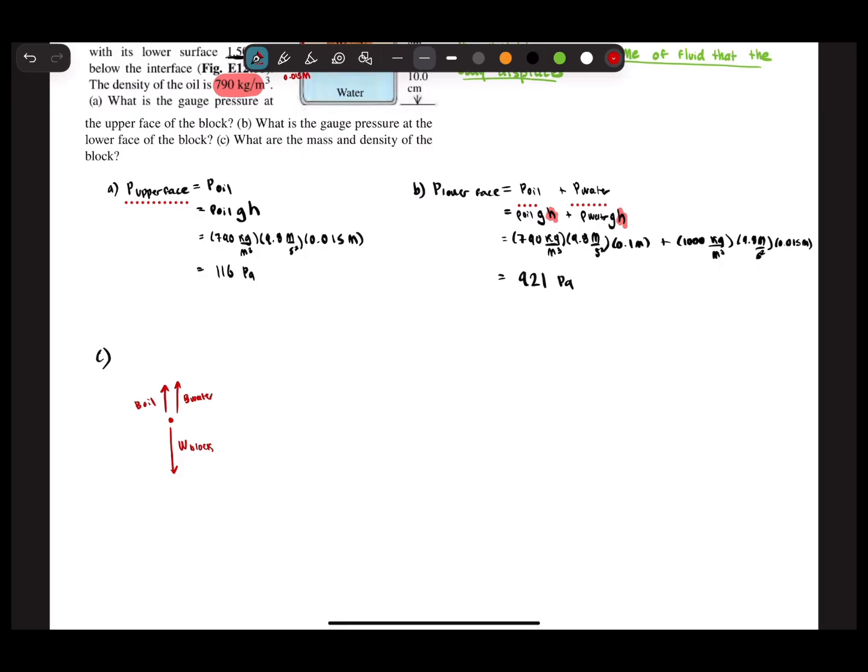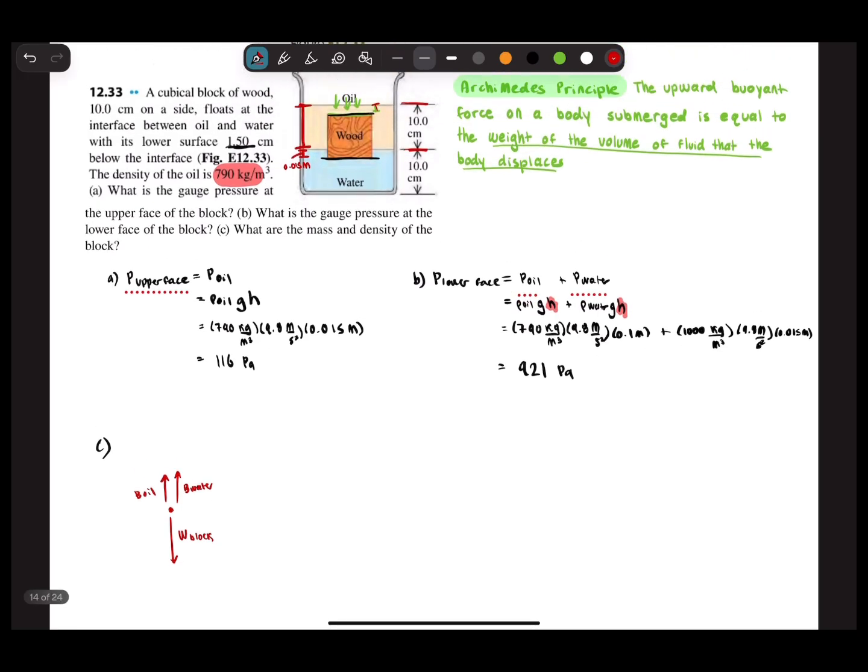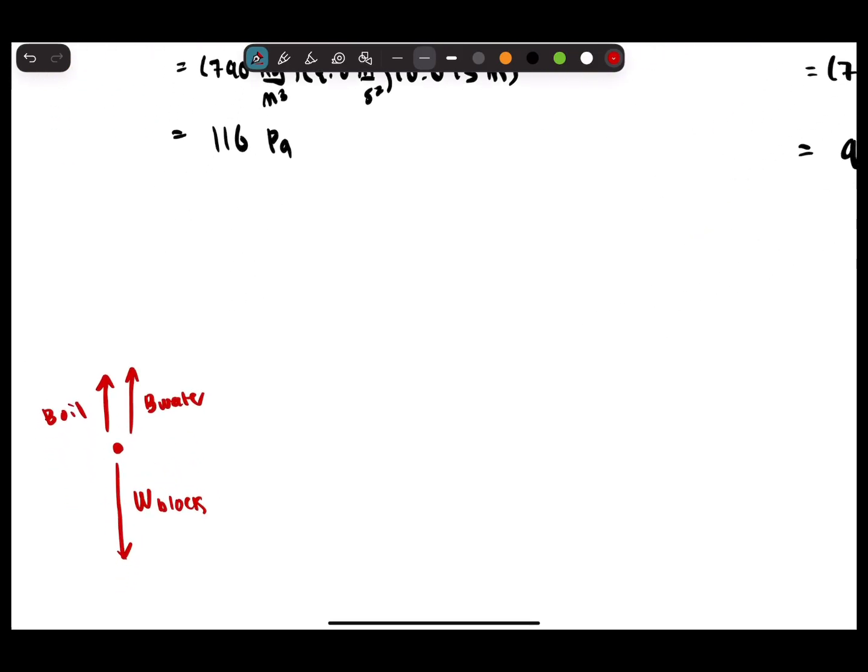Now because this piece of wood is just floating, it's at rest, we can say that the total buoyancy equals the weight of the block. So the system's at rest. Now the total buoyancy is the buoyancy from the oil plus the buoyancy from the water, which equals the mass of the block times G.